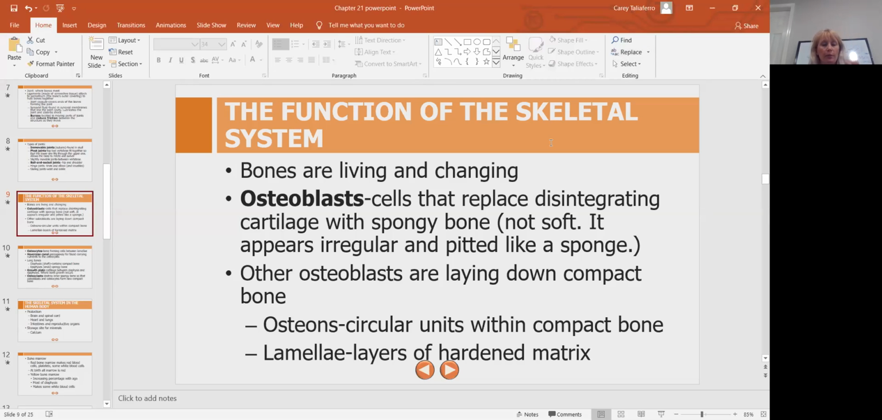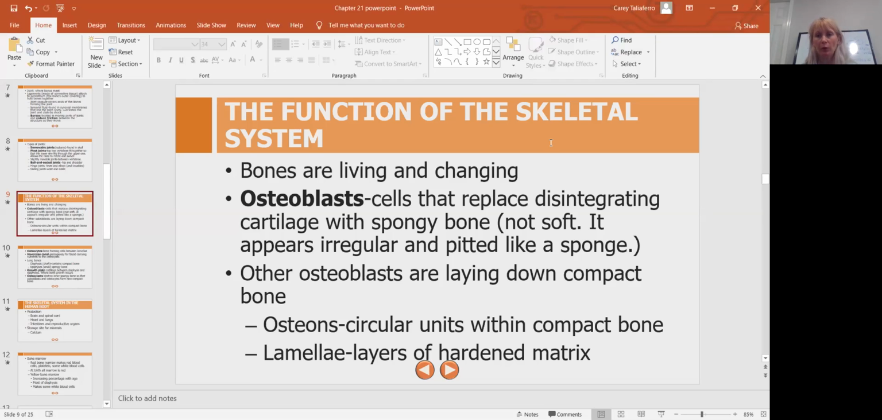All right, today we're going to talk about the skeletal system more on the microscopic level. So yesterday we talked about bones and joints, and today we're going to talk about the cells that make up bones and the structures with the way the bones look inside.